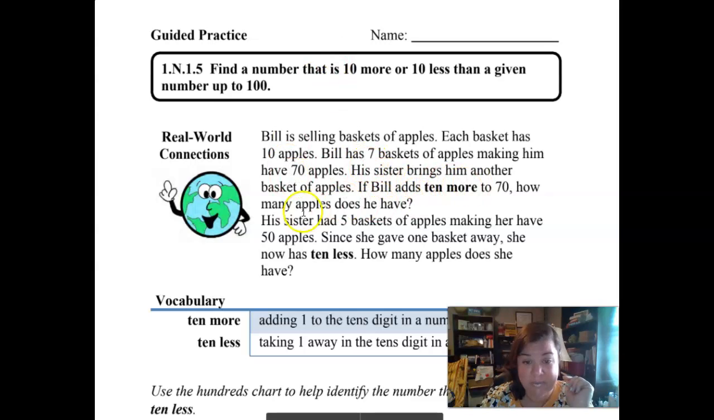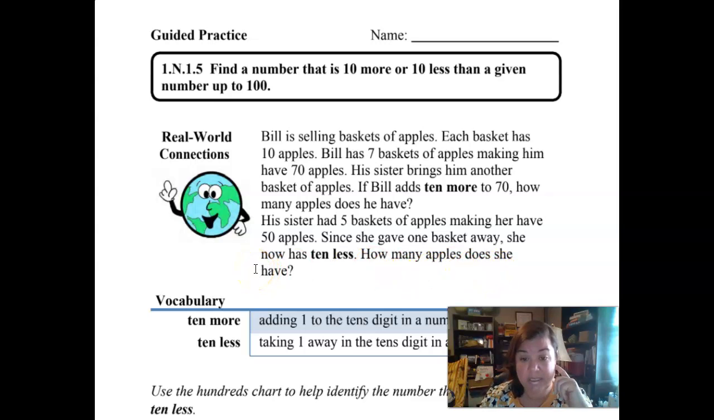His sister brings him another basket of apples. If Bill adds 10 more to 70, how many does he have? Ooh, how many is he going to have? Can you skip count? If he adds one more basket of 10, what will that be? His sister had 5 baskets of apples, making her have 50 apples. Since she gave away one basket, she has 10 less. How many apples does she have?